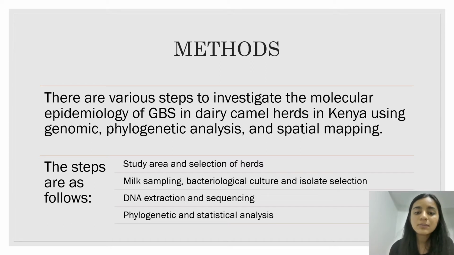Then how the milk was sampled from that particular herd. After the sampling of the milk, the bacteriological culture was isolated, and then DNA extraction was done. DNA was extracted and sequenced. This was followed by phylogenetic and statistical analysis. All of this together gave us a few results, and that will be discussed later on.